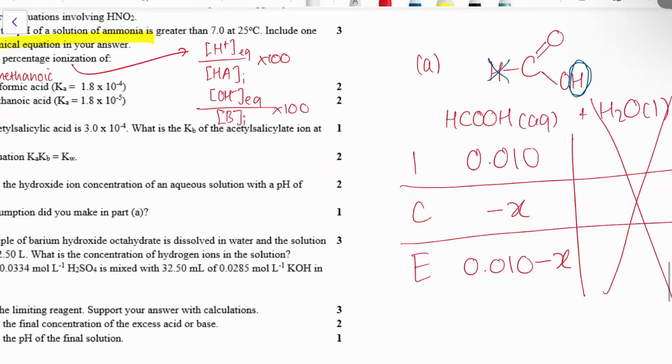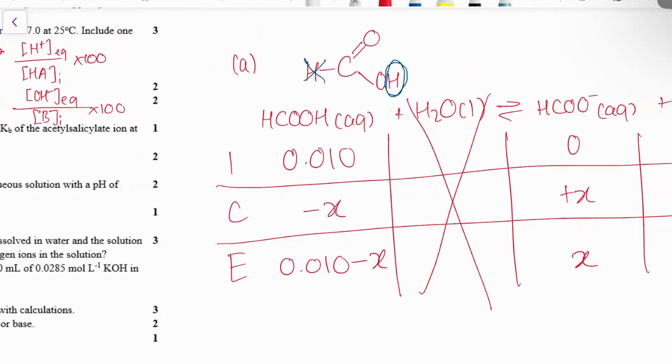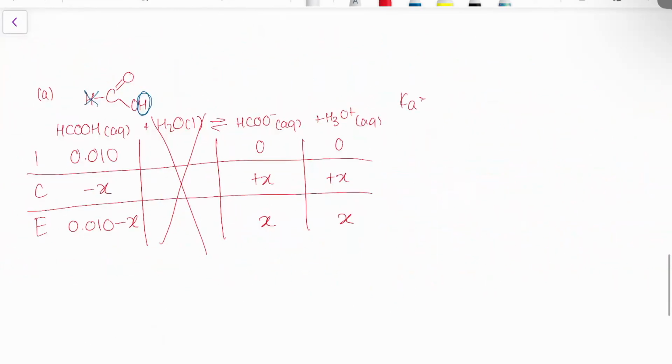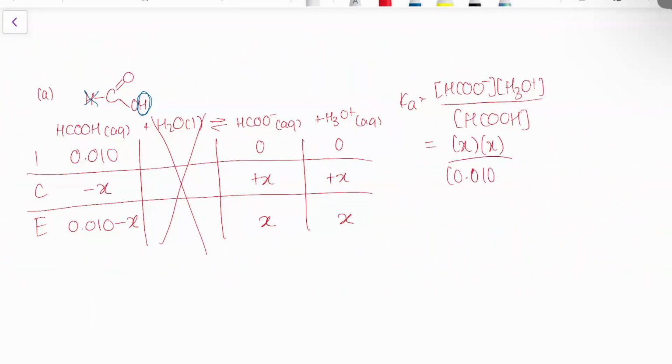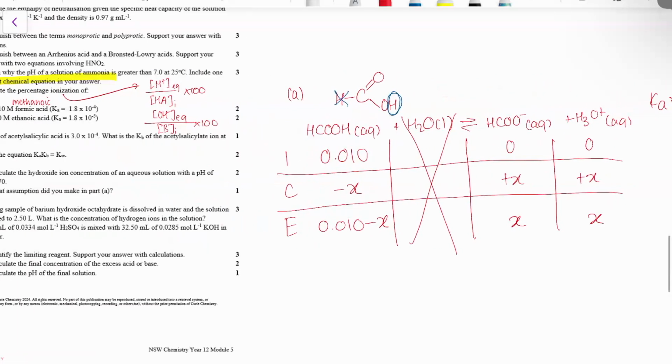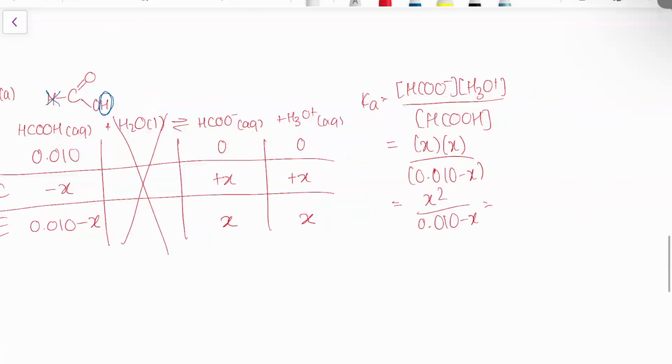And then for me to solve for x, I need the Ka value, which they've given me, and the equilibrium expression, so I can sub all of these x's in. So what is the equilibrium expression? HCOO minus and then H3O plus on HCOOH. This is x and x on 0.010 minus x, which is x squared on 0.010 minus x, and that's equal to the Ka they gave me, which is 1.8 times 10 to the minus 4.